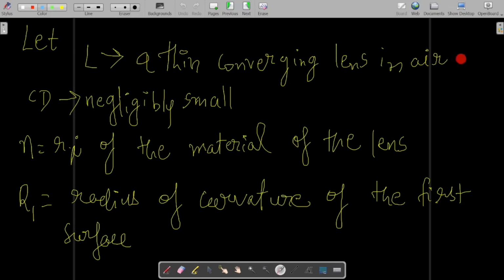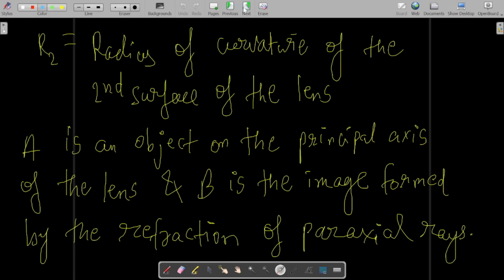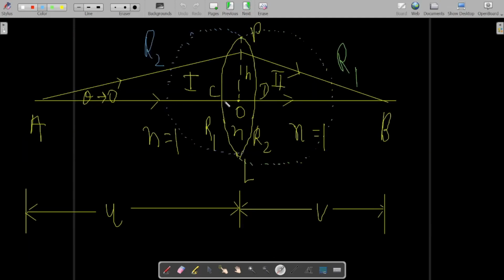So this is a thin converging lens in air. CD is negligibly small over here. n is the refractive index of the material of the lens. Let's see what CD is. This CD means the thickness of the lens at its maximum. This is the maximum thickness of the lens.